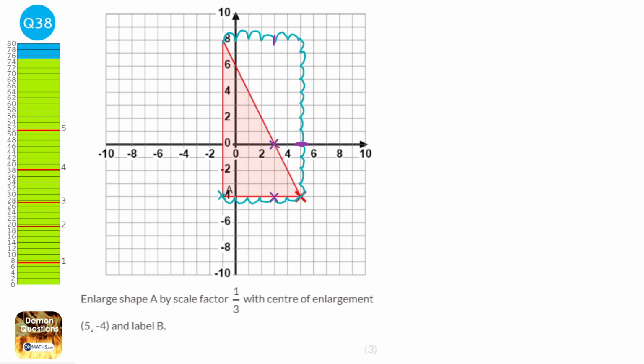And so if we draw in the new shape, let's make sure we try and do it as neat as possible. Then it will be this bit here. It says to label it B, so we'll put a B on it.